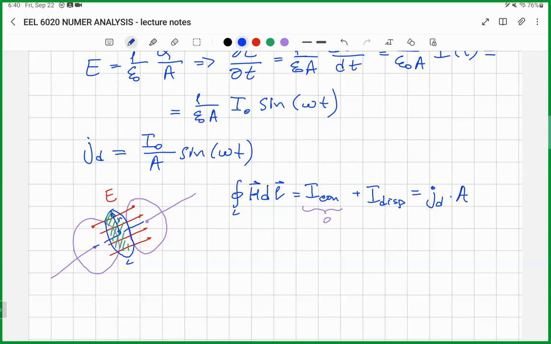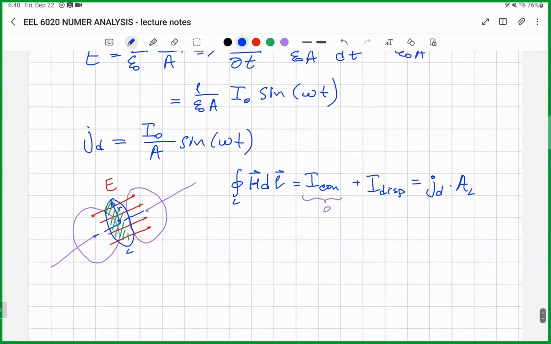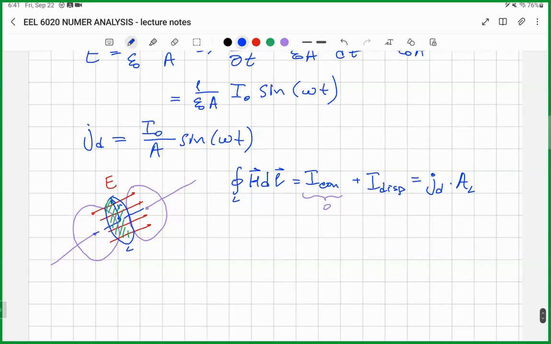This will be the total displacement current that goes through Ampere's loop. So it's not going to be the area of the capacitor, it's going to be the area of the loop. So let's put A_L here. And we just defined this current, so it's going to be I_0 over A sine omega t times A_L.